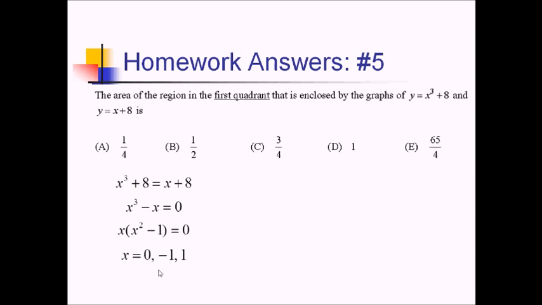But now going back to the problem, they said they want the first quadrant. So that means I don't really care about this negative 1 right here. I just care about the interval from 0 to positive 1. So that's what I'll use for my limits of integration. And because I don't know which of these two functions is the top function, I'm going to use an absolute value around my integral just to make sure I get a positive answer. So I'm going to have the area equals absolute value of the integral from 0 to 1.